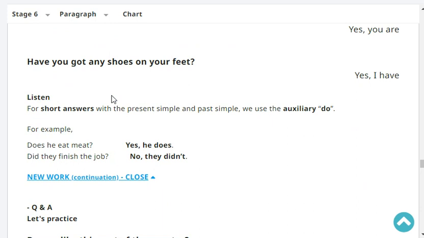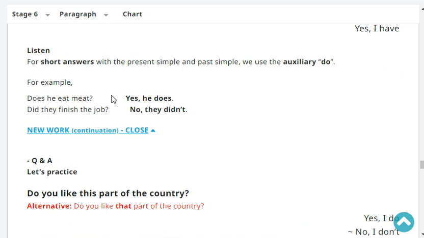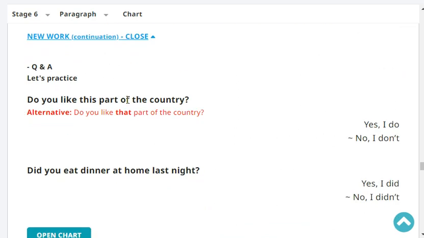Okay. Next, listen. For short answers with the present simple and past simple, we use the auxiliary do. For example, does he eat meat? Yes, he does. Did they finish the job? No, they didn't. Okay, let's practice. Do you like your part of your country? Yes or no? Yes, I do.